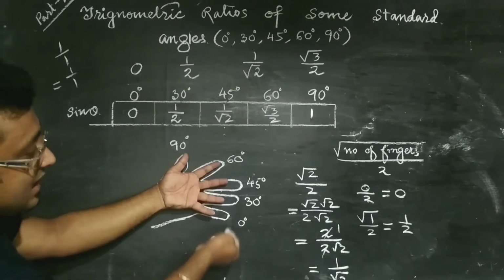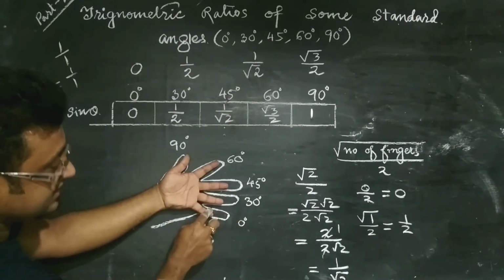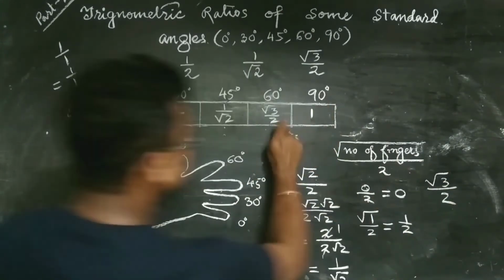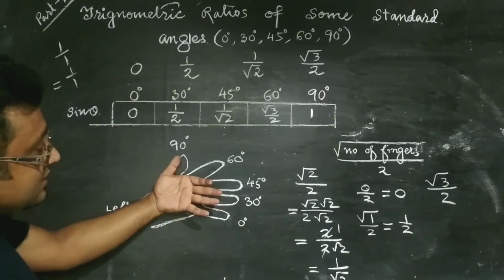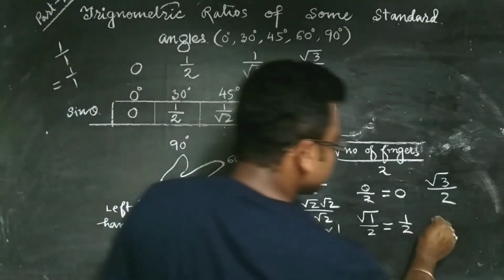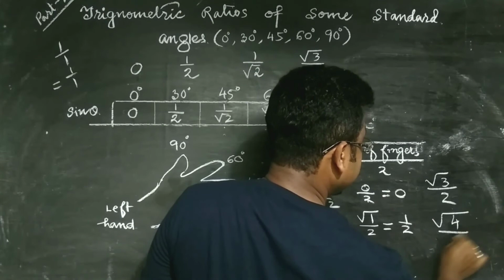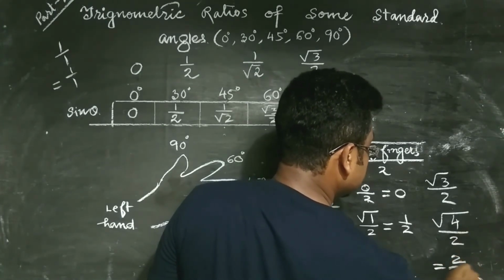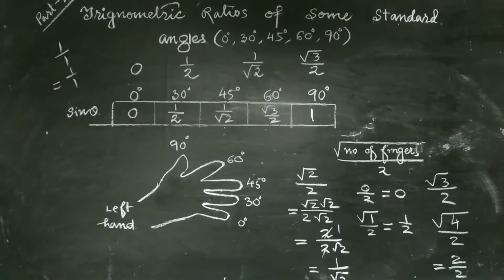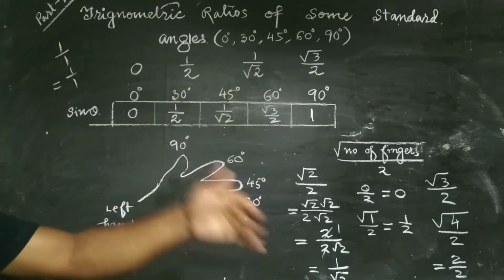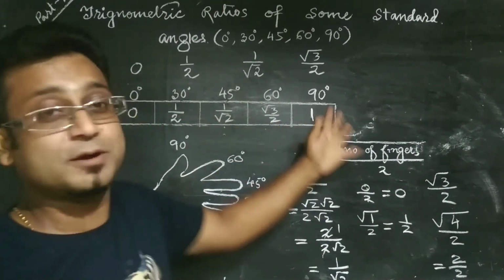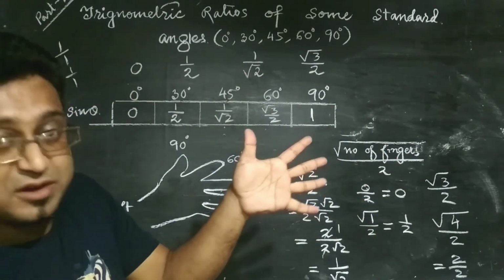Root over 60. How many fingers are below this? 1, 2, 3. 3 fingers. So root over 3 by 2. Root over 3 by 2. And here for the thumb, how many fingers are below this? 1, 2, 3, 4. So root over 4 by 2. That means 2 by 2 equals to, all of you know, 1. Yes, my dear, I got 1. Just see, using my hand, I can get all the values of 0, half, 1 by root 2, root 3 by 2, and 1.